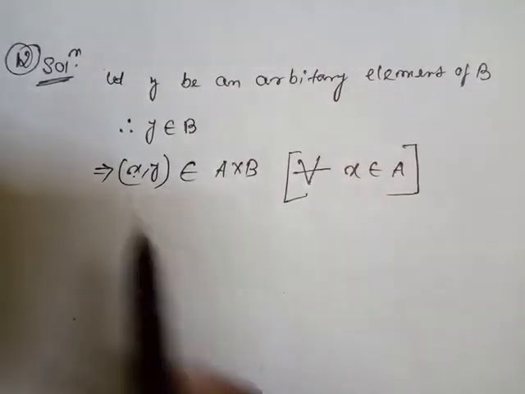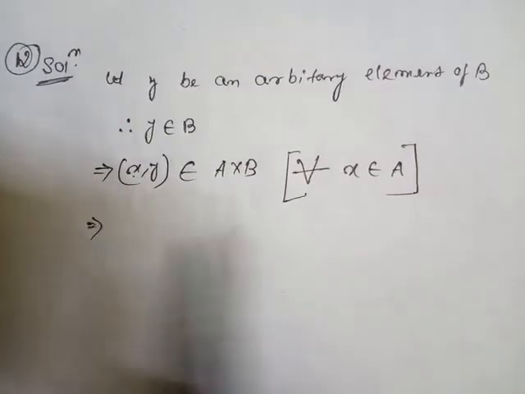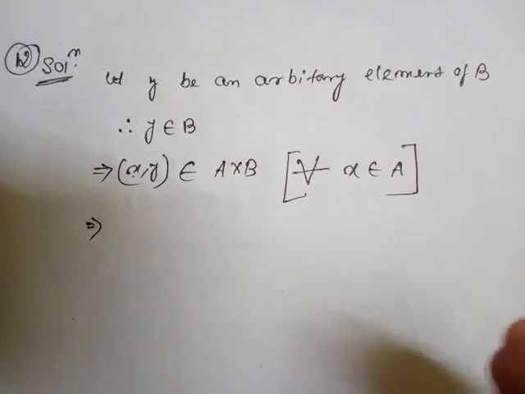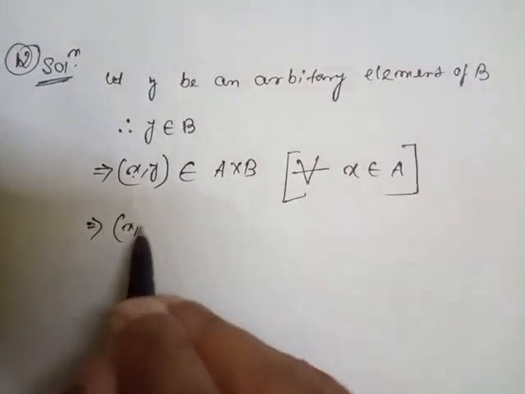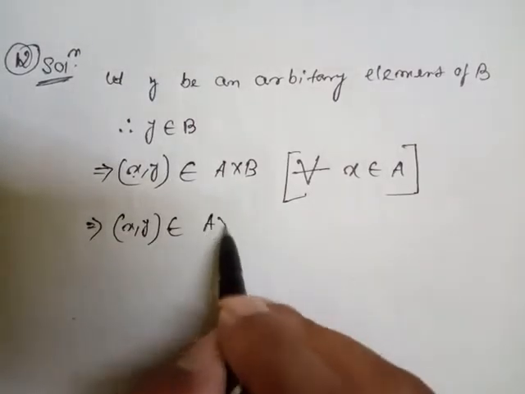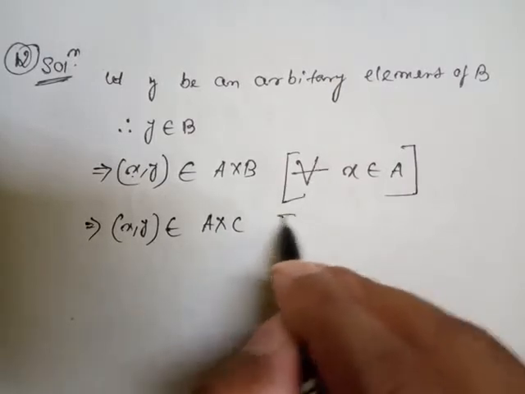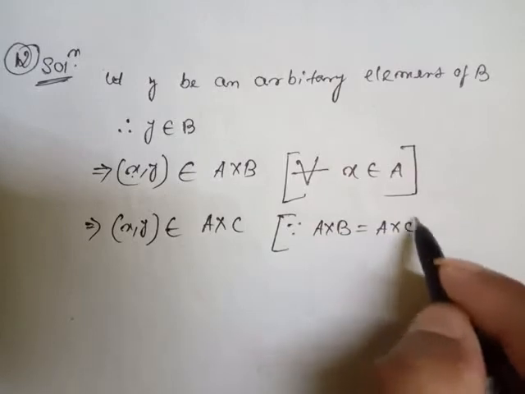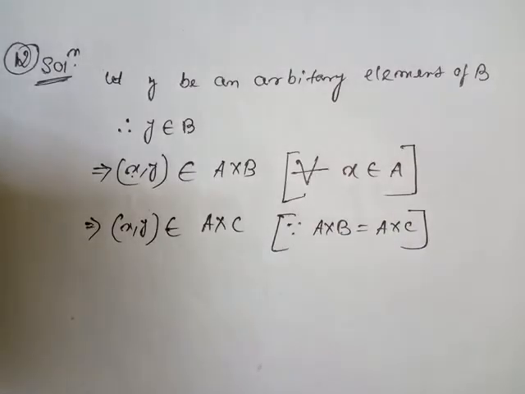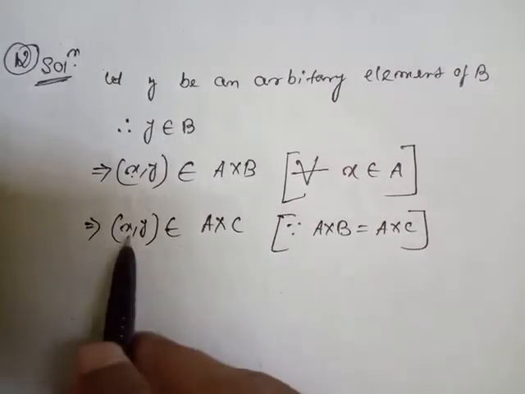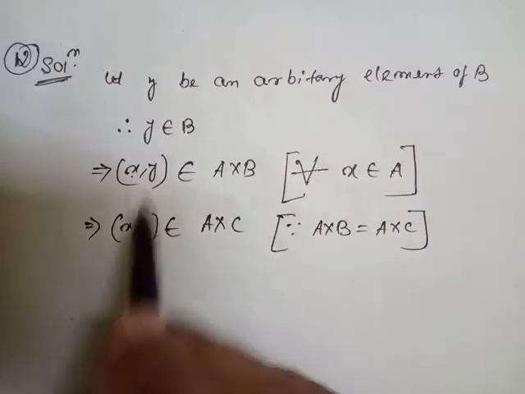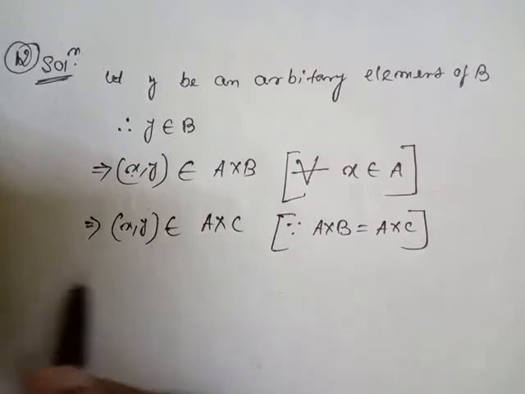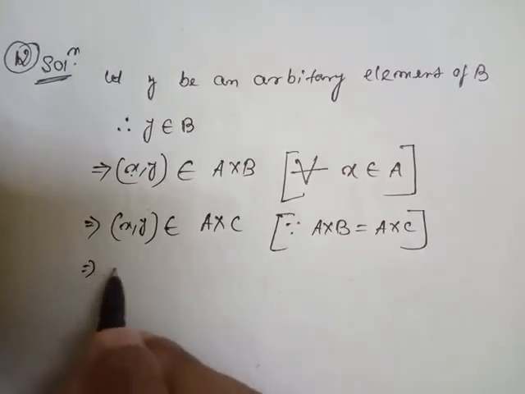Now in the next step, in the question it is mentioned that A product B equals A product C. So here I can write A product C also, because A product B equals A product C is given in the condition. Now look, one more thing. Since x belongs to A and y belongs to B, but here in A product C, x belongs to A and y belongs to C.